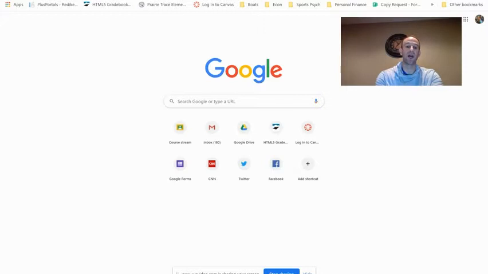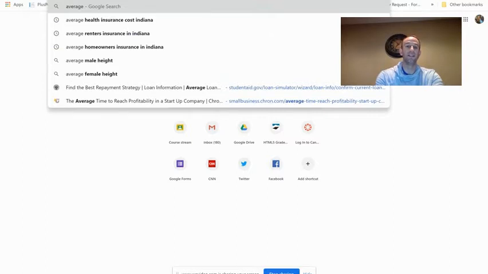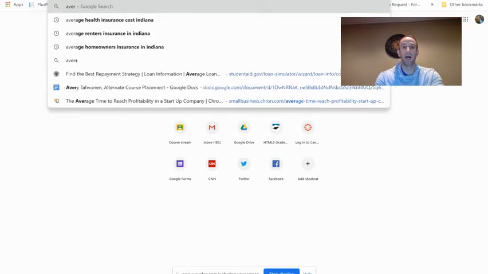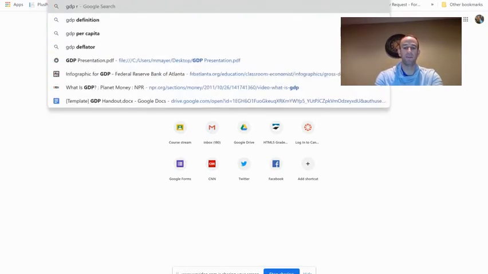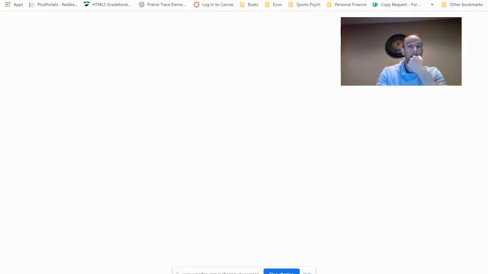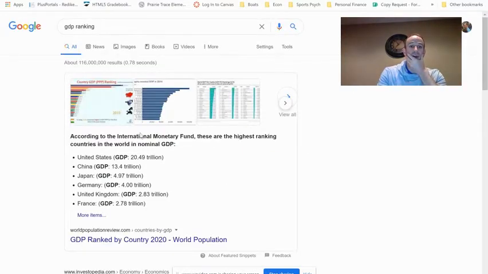If you take a look at where the United States falls compared to different countries, we would just type in GDP ranking, and we can see from a quick Google search that the United States is number one in the world, according to the International Monetary Fund, with a GDP of $20.4 trillion. And China comes in at 13.4 trillion, and then you can see it goes down from there.